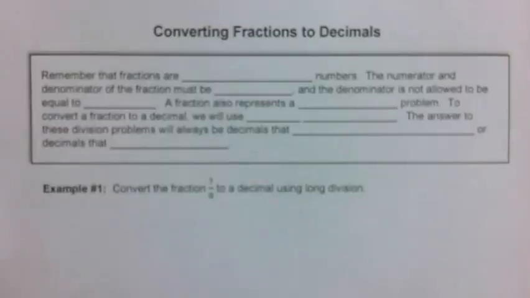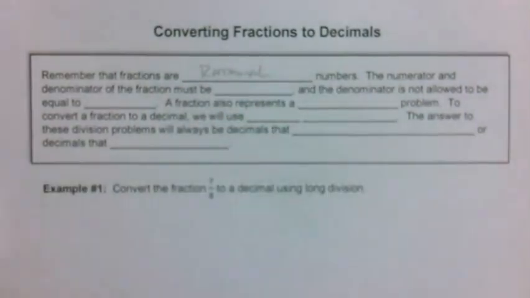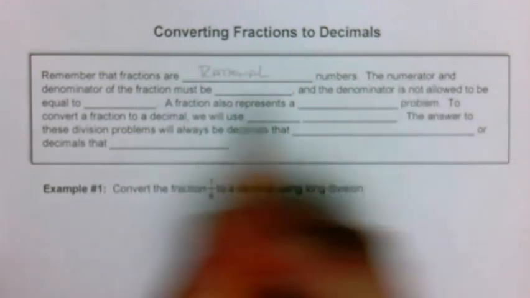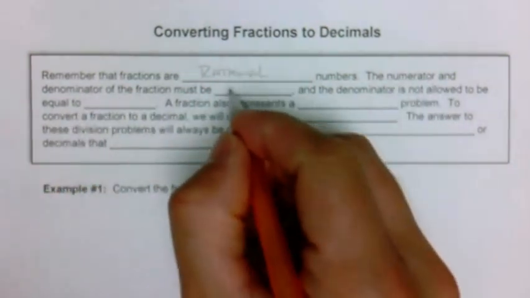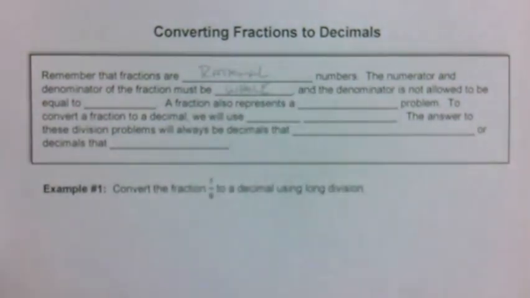In this section, we're going to be converting fractions to decimals. Remember that fractions are rational numbers. The root word of rational is ratio, and a ratio looks like a fraction. So if you can turn a number into a fraction, then it's a rational number. The numerator and denominator of the fraction must be whole, meaning that your fraction can't have fractions in it or decimals in it. The numerator and the denominator have to be whole.